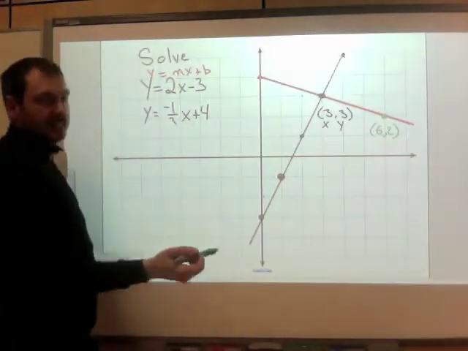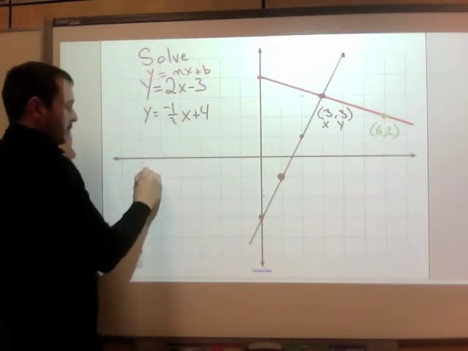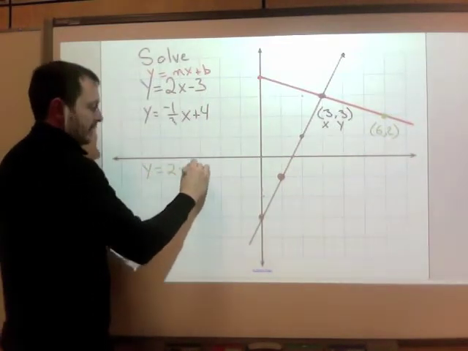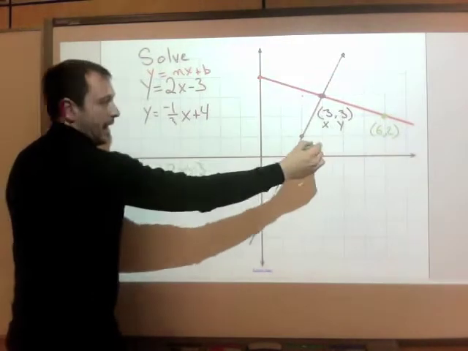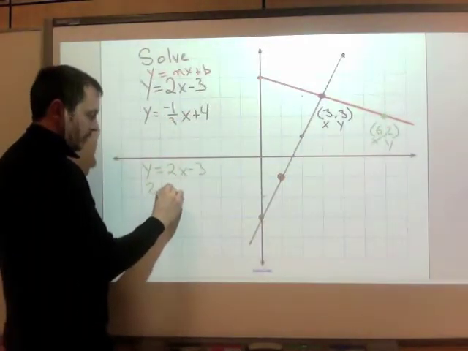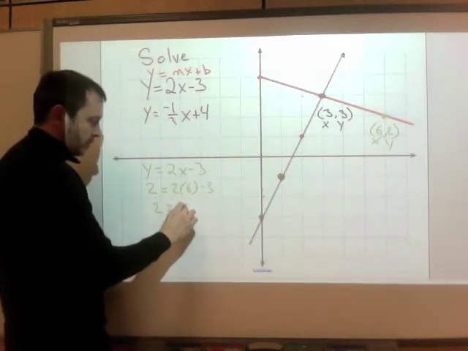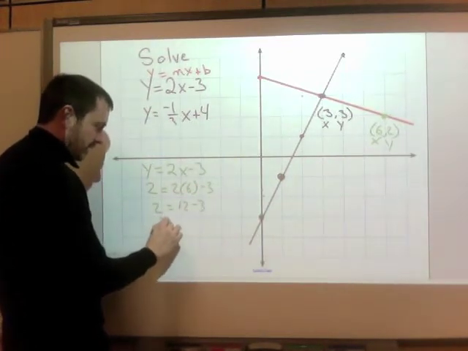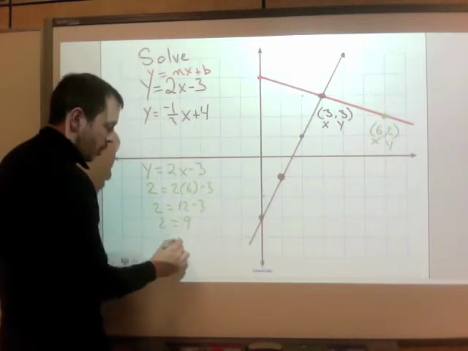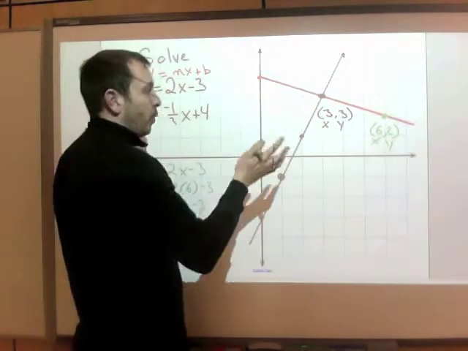So let's see if 6, 2 would have worked. If I tried my first one, y equals 2x minus 3, with x, y, so my x is 6, my y is 2. I get 2 equals 12 minus 3. Does 2 equal 9? No, so it doesn't work. It would need to work for both equations.